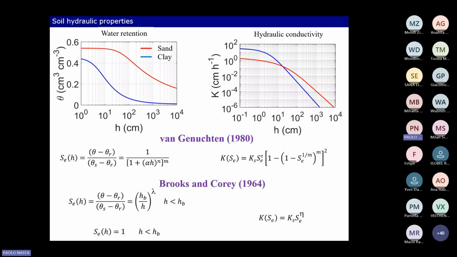There are many other equations proposed in the literature, such as the Kosugi equation, Russell, Gardner, and so many others, including also the bimodal equations. So there are more complex equations, and last week I saw also the tri-modal functions by the group of Durner in Germany.